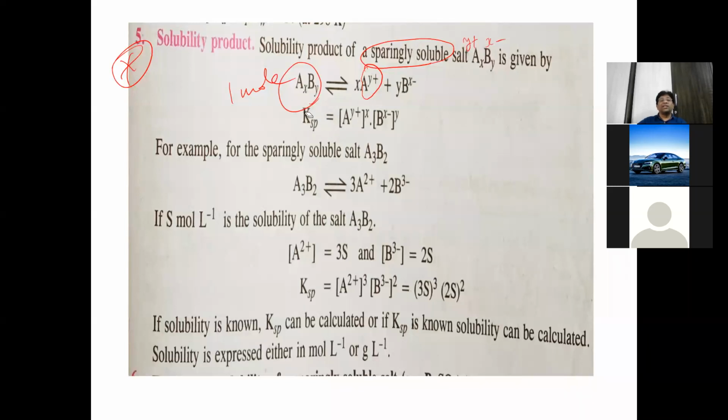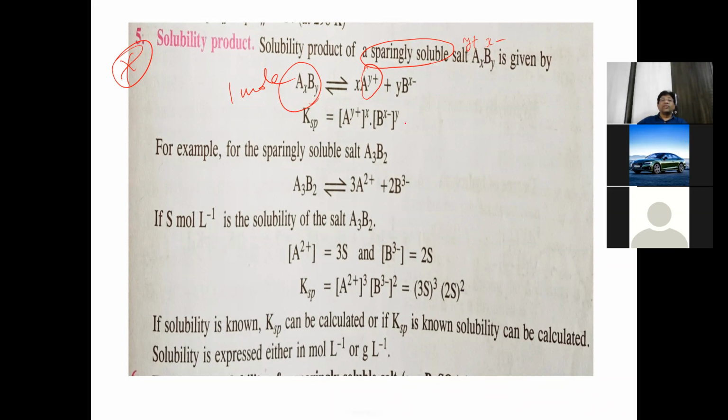Okay, now Ksp generally is equal to what for this type of sparingly soluble salt? Concentration of cation to the power of number of cations produced, multiplied by concentration of anion to the power of number of anions produced. So this is the Ksp of the given sparingly soluble salt. Is that clear? This way we have to understand the concept.